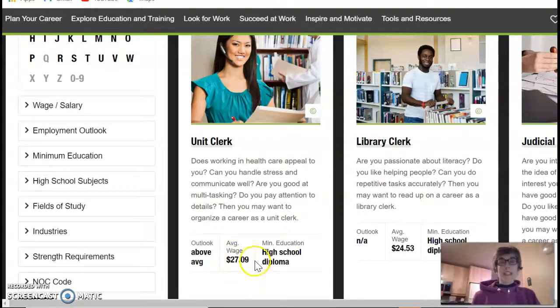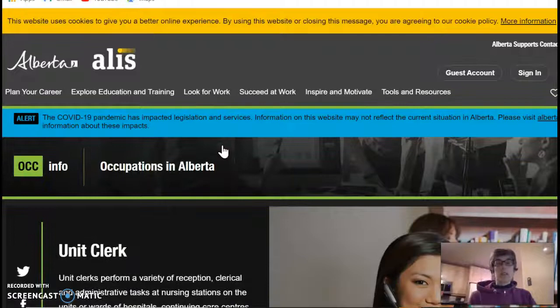Number 3, what education is required? So I need a high school diploma. That means grade 12. And then what is the outlook and demand? So it says right here that the outlook is above average. What that means is that this job has a better chance. You're going to have more jobs in this area than in some other areas in the future. So question number 5 is, what are 2 duties of the job? And I am going to have to click on the picture or on the name here to find that out.